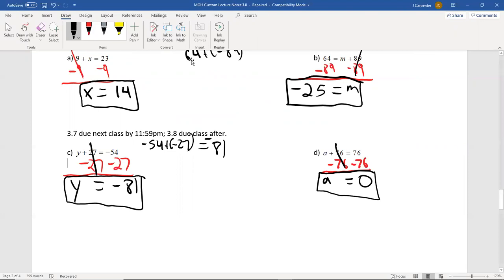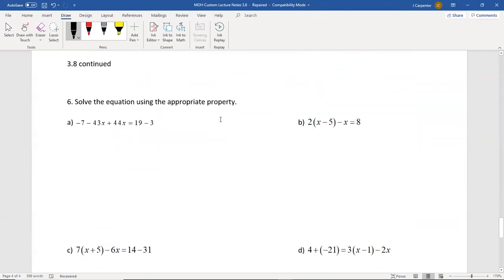Equations are all about unraveling the problem. They're about working in opposite operations, and we said that addition and subtraction are opposite operations. Now, they're not always just one step, though. Very often, and by the way, I said it earlier, but I didn't have it typed till here. This is 3.8 continued. You can see it very small up here.